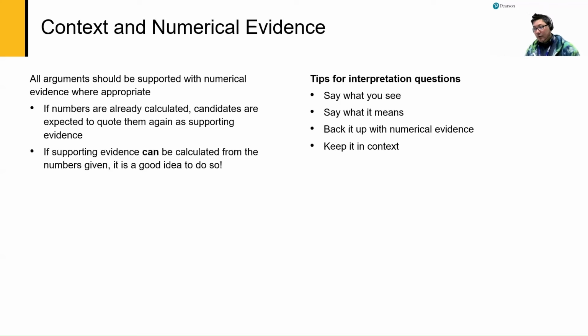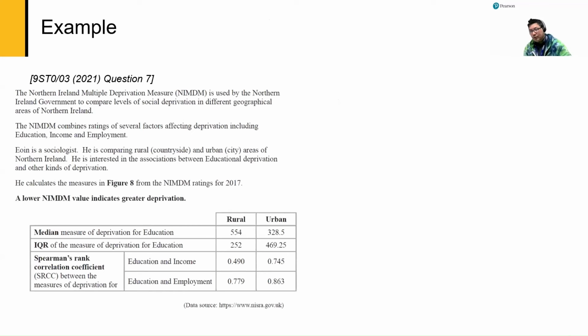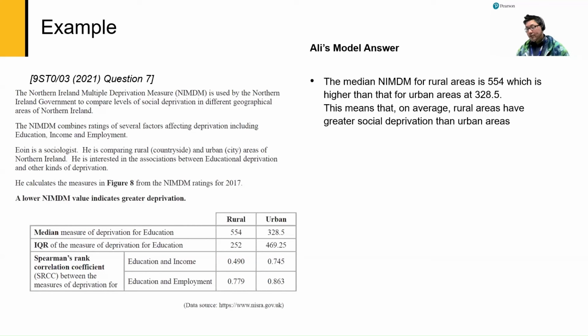I'm going to give you an example now. This is one of my favorite questions. This was from 2021, paper 3. It was the final question, and it was about the Northern Ireland multiple deprivation measure. And if someone had told me 20 years ago that I would be writing a report on the Northern Ireland multiple deprivation measure, I wouldn't have believed you. But you can by following the same bullet points. So in this particular question, you're actually given all the numerical evidence there. You're given the medians, you're given the interquartile ranges, you're given some Spearman ranks as well. So this is my model answer.